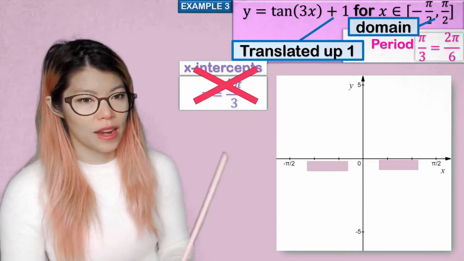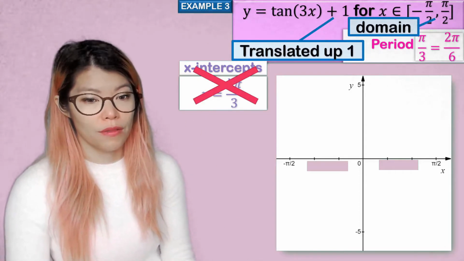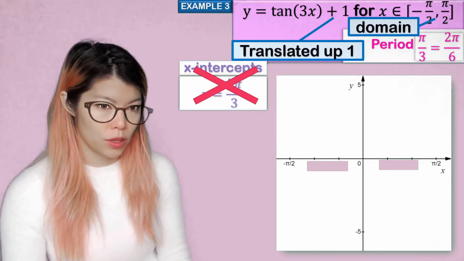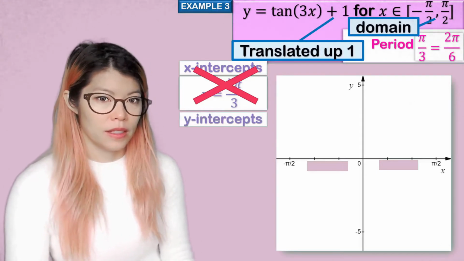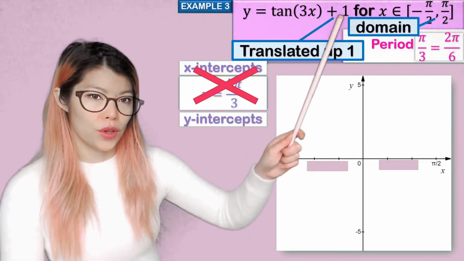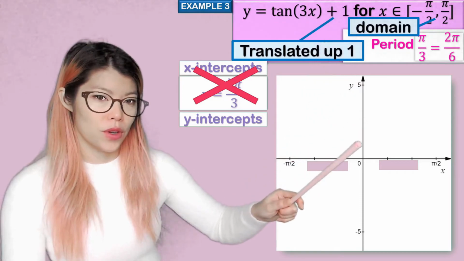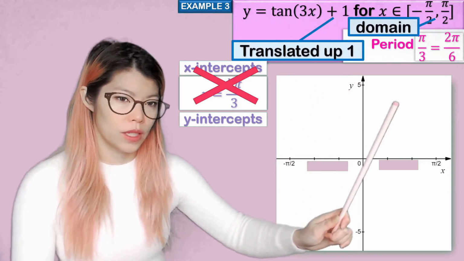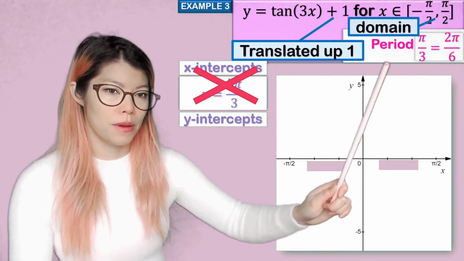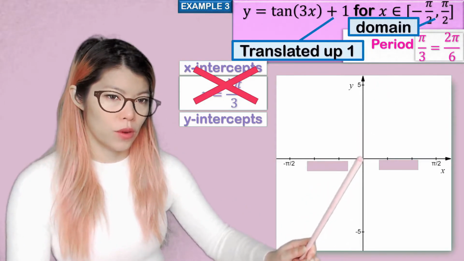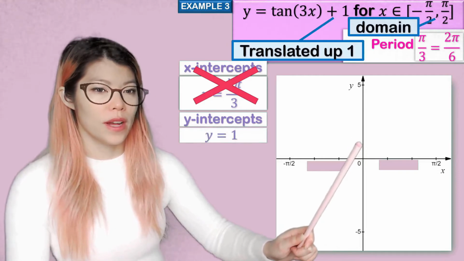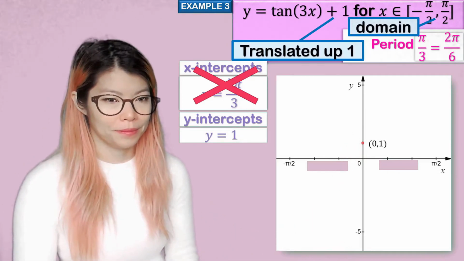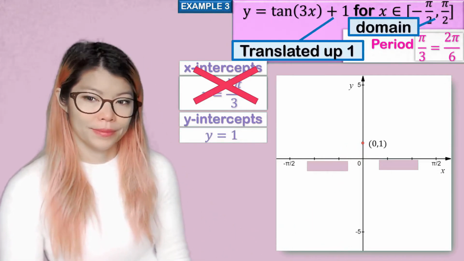So we can't use that anymore, but we can use it to find our original x-intercept, so we know roughly where it is. This time we do know that it's been translated up, which means that we know what the y-intercept is. Because if this original point was here, at 0, 0, when it's moved up by 1, then the y-intercept is at 1.